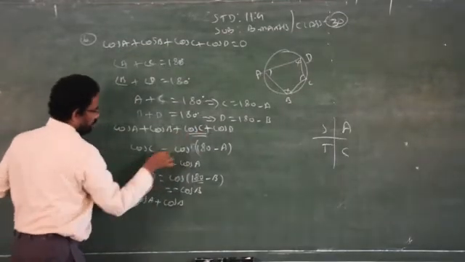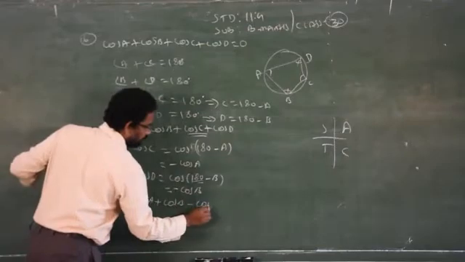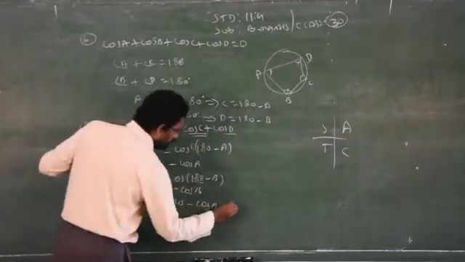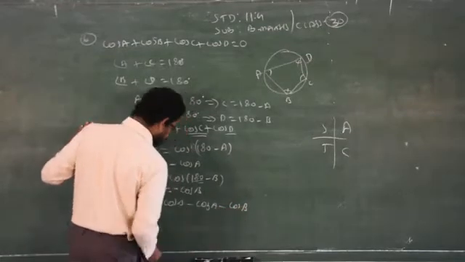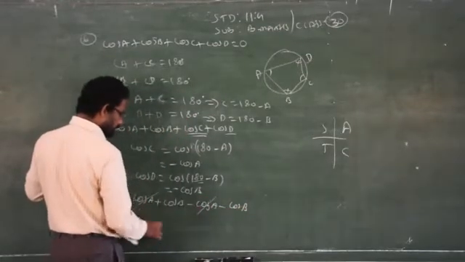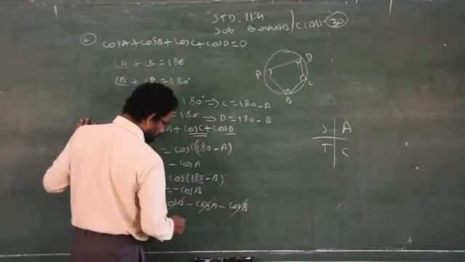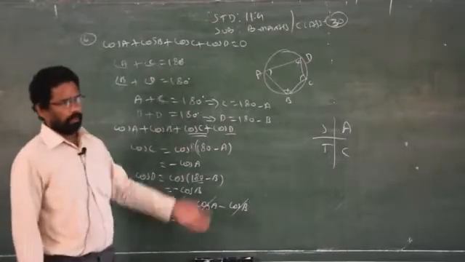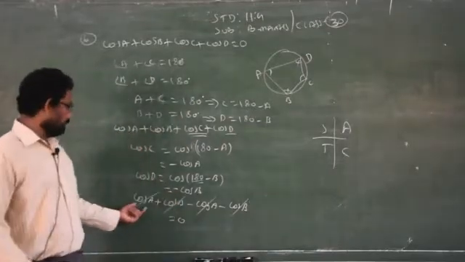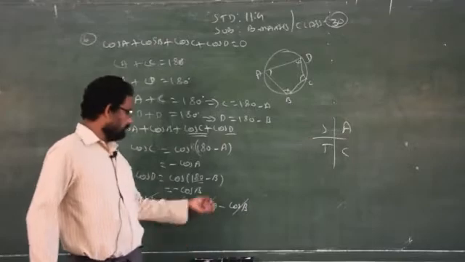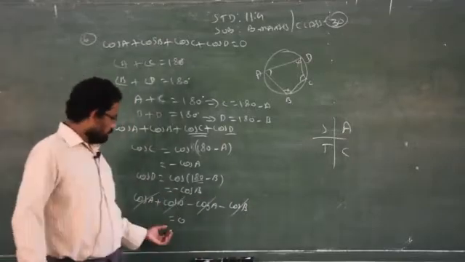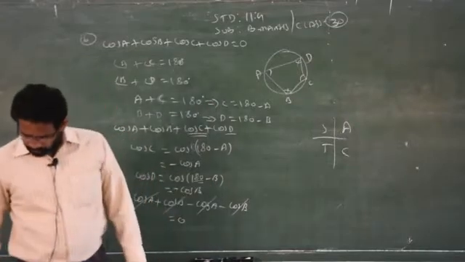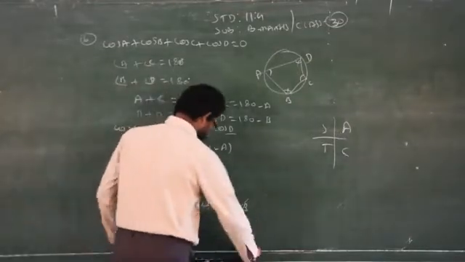So this cos C is replaced by minus cos A. Then this cos D is replaced by minus cos B. So cos A minus cos A plus cos B minus cos B gives 0. They vanish. So what will be the result? 0. That is the required one. Clear? So cos A minus cos A gets cancelled, cos B minus cos B is also eliminated, therefore we get 0. That is the required answer. Clear? So next we will go to sum number 7.